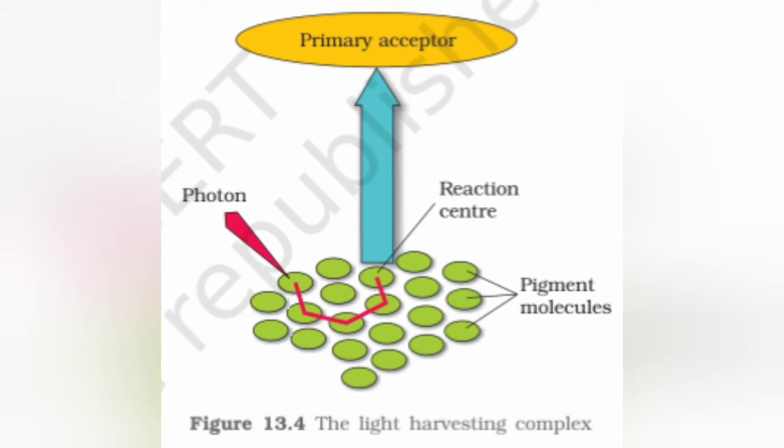Here is the light harvesting complex. We can see all the pigment molecules in green colored disc, photons incident on the pigment molecules. The electrons get excited and jump from them and are accepted by the electron acceptor, primary acceptor. After this primary acceptor, the electrons are carried forward to the electron transport system.